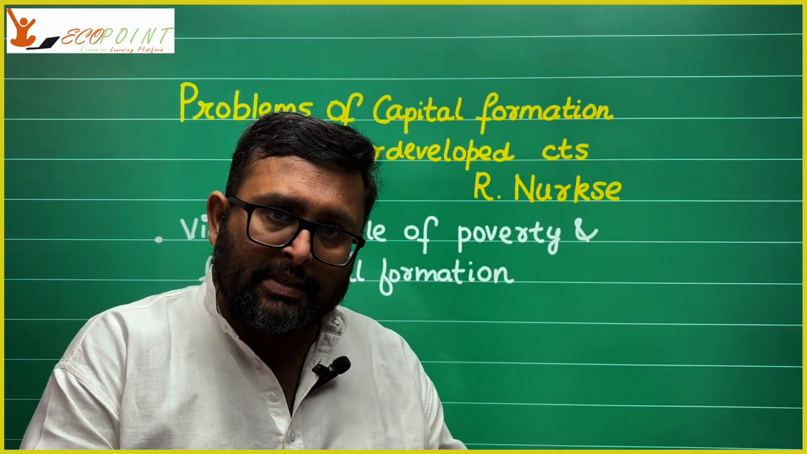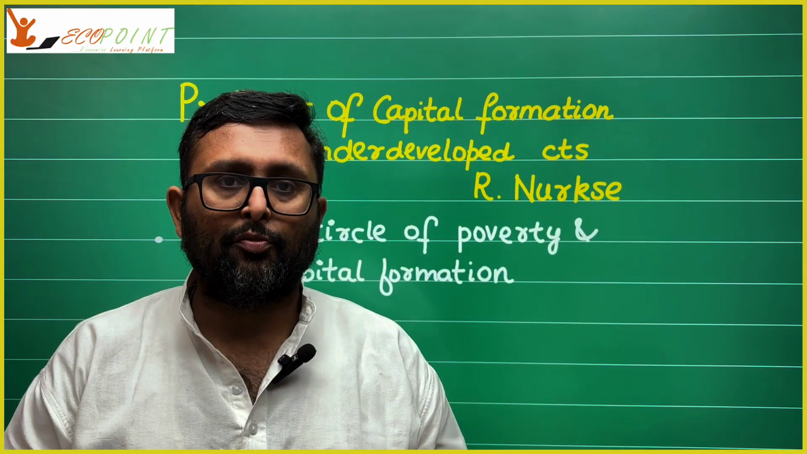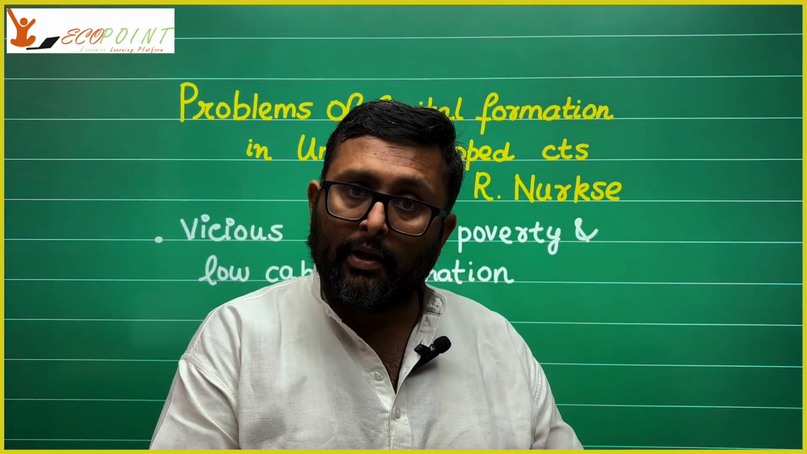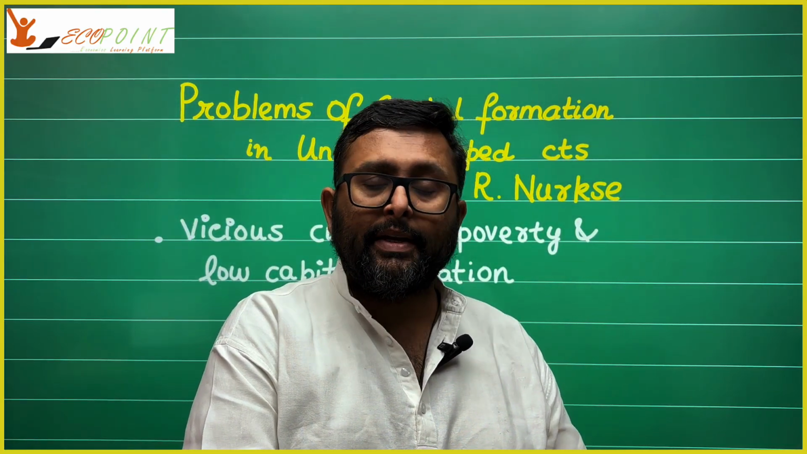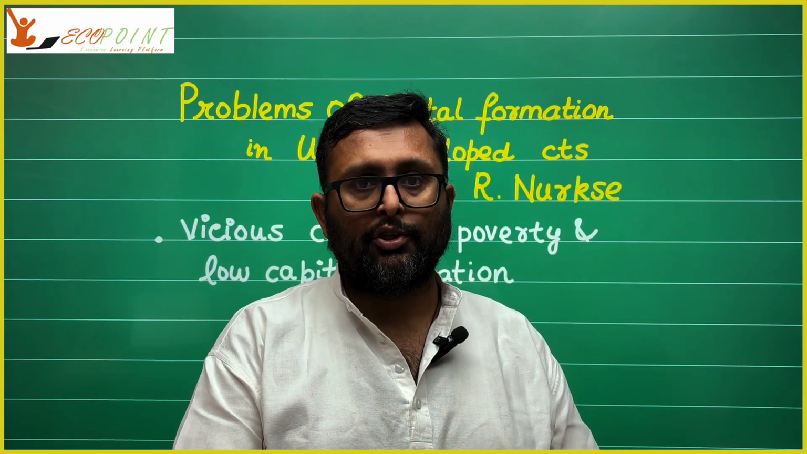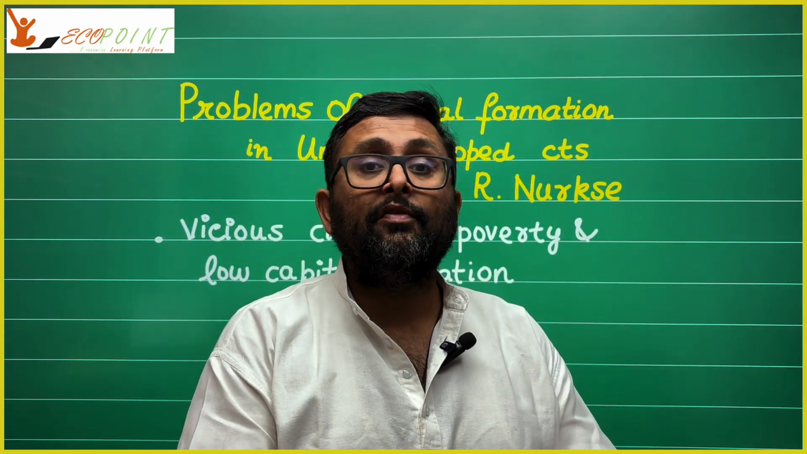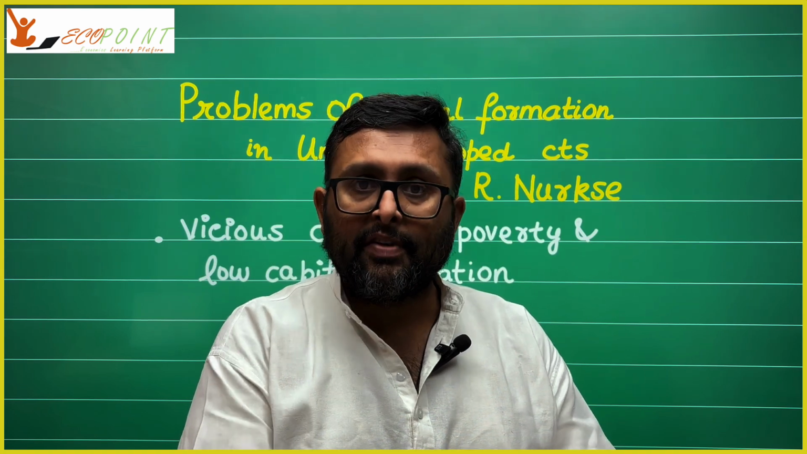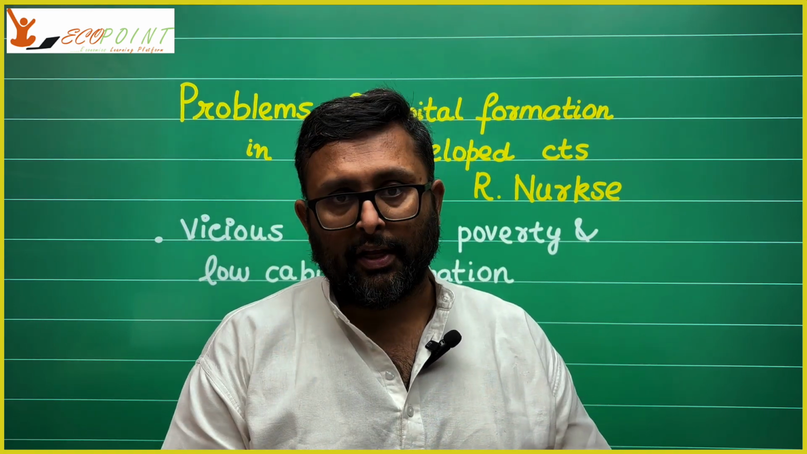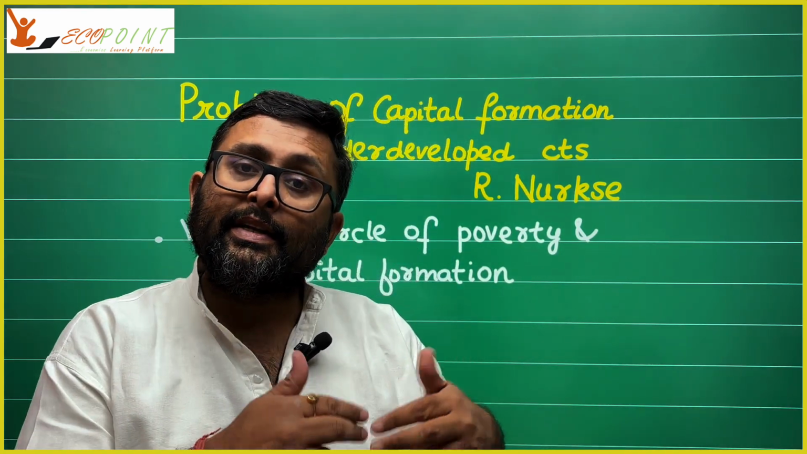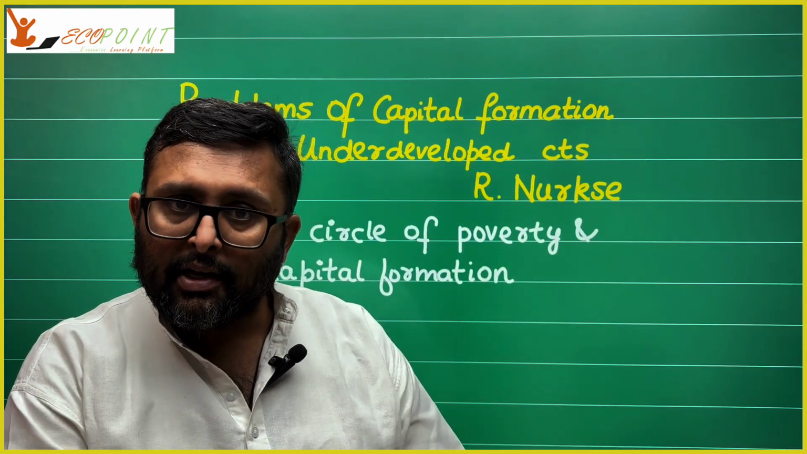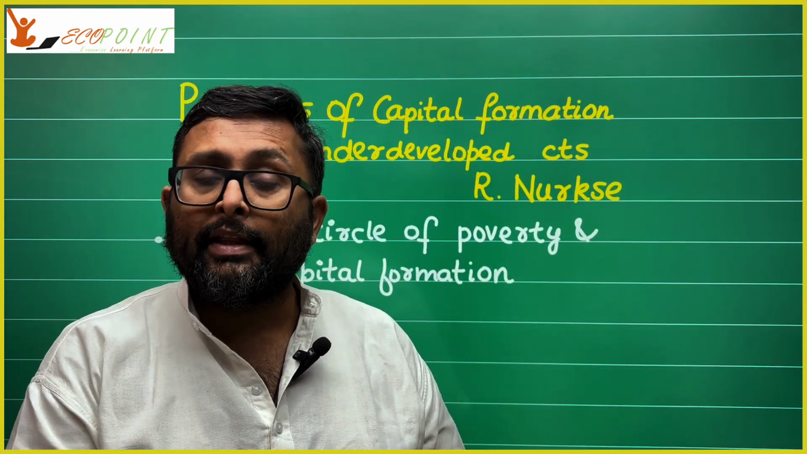So there is a circle of poverty. There is a vicious circle of poverty. How? There is a low income, and that low income leads to low capacity to save. When there is low capacity to save, they cannot even invest more. If they cannot invest more, there is low productivity. Low productivity leads to lower income again. So there is a circle of poverty which is moving in the underdeveloped countries.